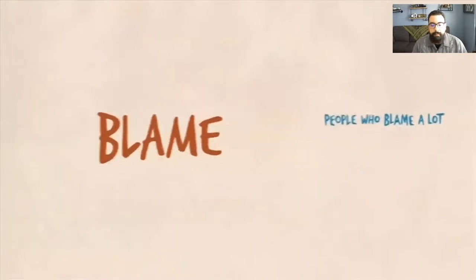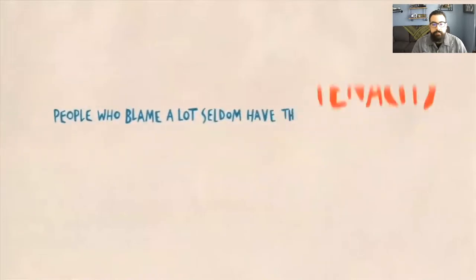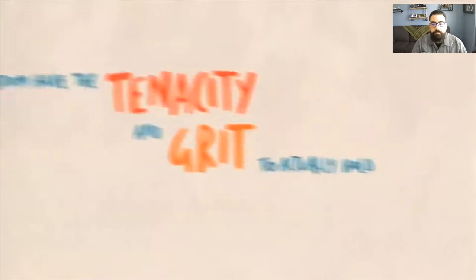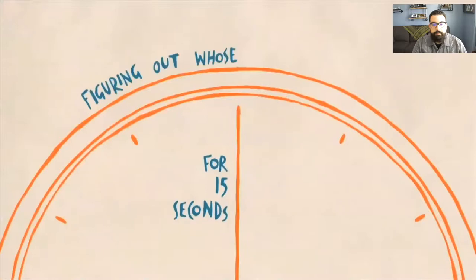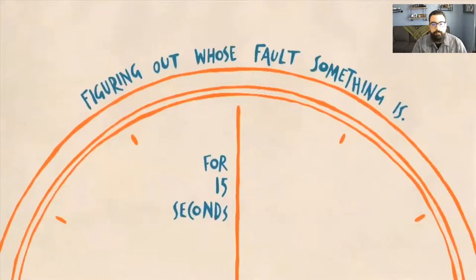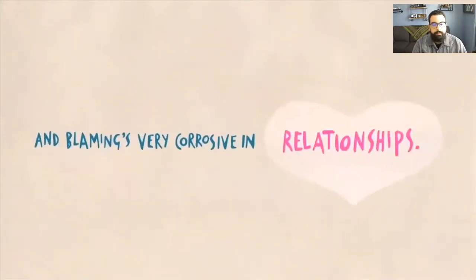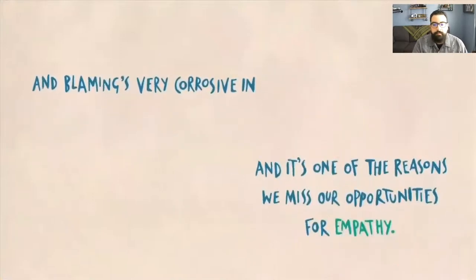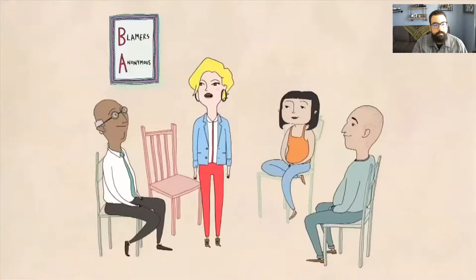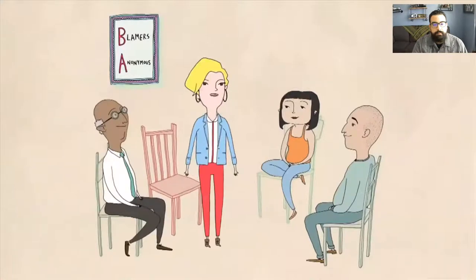People who blame a lot seldom have the tenacity and grit to actually hold people accountable, because we expend all of our energy raging for 15 seconds and figuring out whose fault something is. And blaming is very corrosive in relationships, and it's one of the reasons we miss our opportunities for empathy. Because when something happens and we're hearing a story, we're not really listening. We're in the place where I was, making the connections as quickly as we can about whose fault something was.